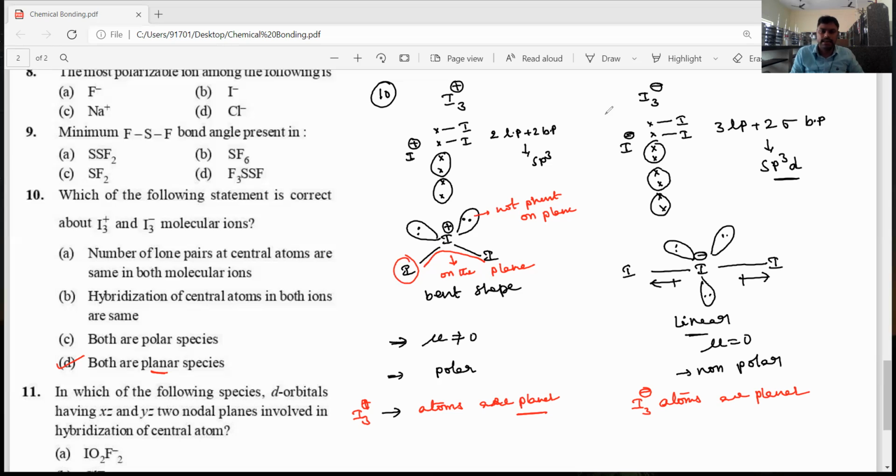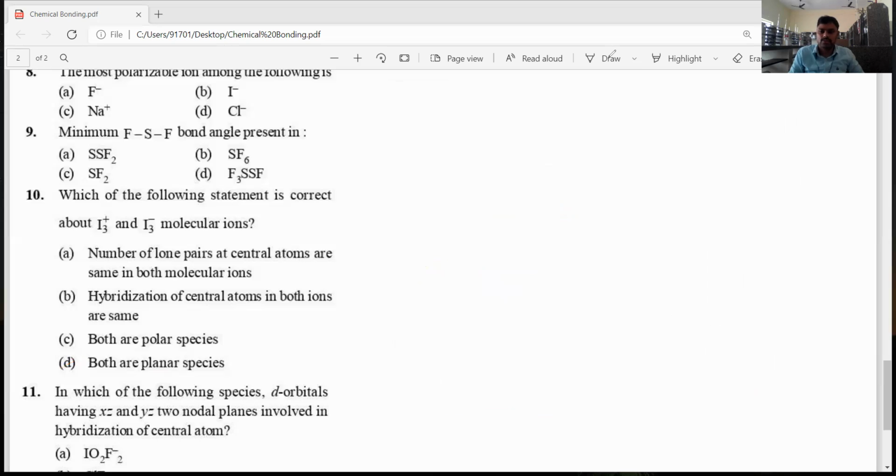Okay, let's see the 11th question, dear students. What is the given 11th question, dear students?